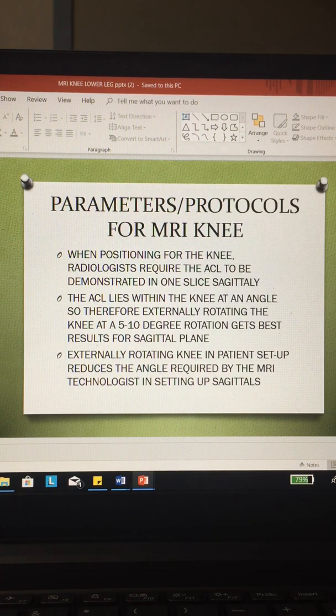degree externally rotated leg. And if you think about it, when you just naturally lay down, you naturally rotate that leg. That is more comfortable than trying to keep your toes pointed straight up, okay? So it's almost a natural way that we like to lay.